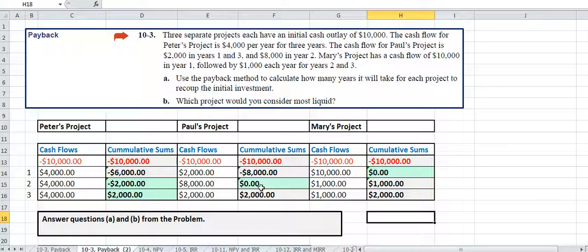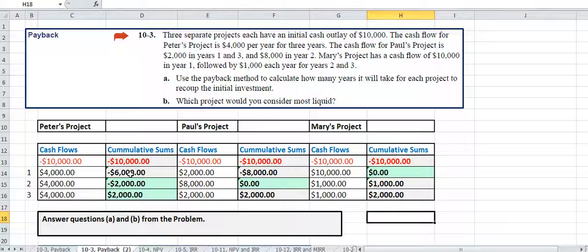See, it's very easy to see that after year 1 and then after year 2, the cumulative sum here is 0. So it's going to take Paul's project 2 years to recover the initial cash outlay of $10,000, and it's going to take obviously Mary only 1 year because she has a $10,000 cash flow that first year. So Mary's recoup time is just 1 year.